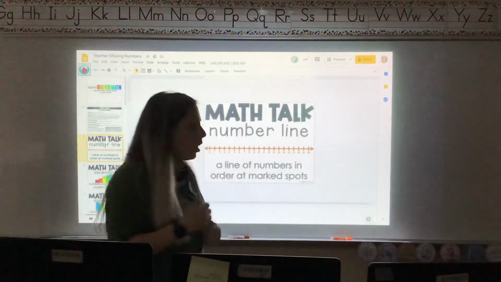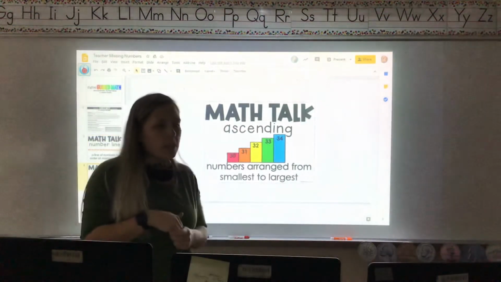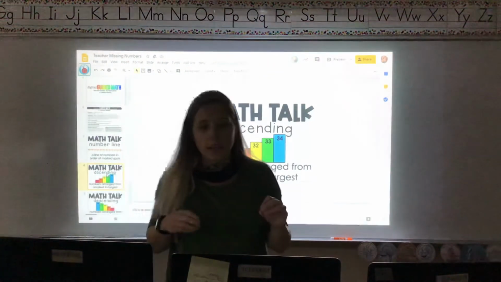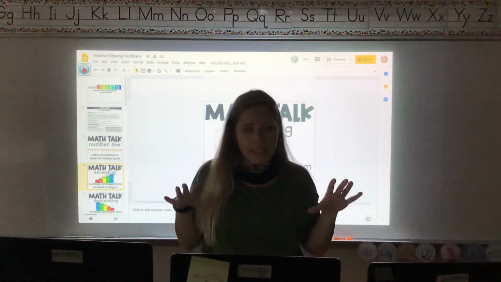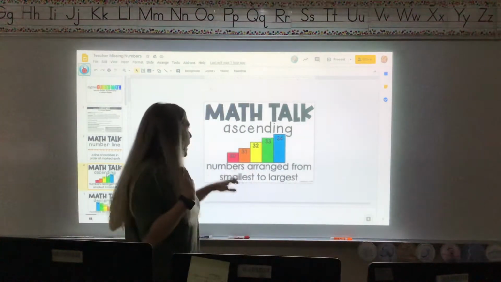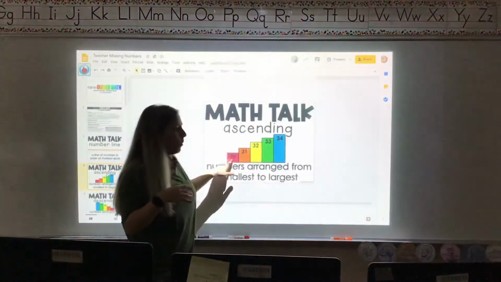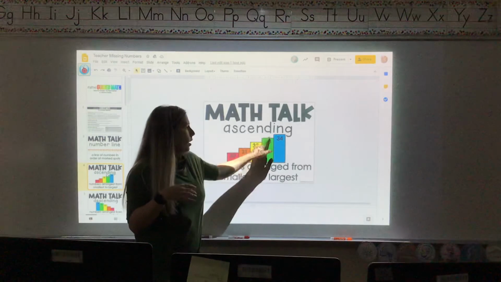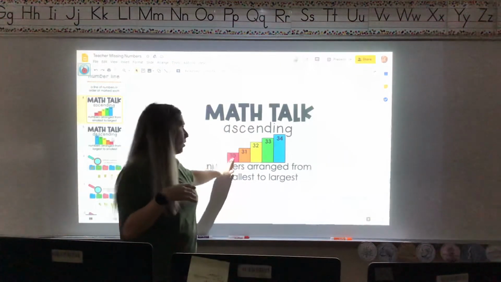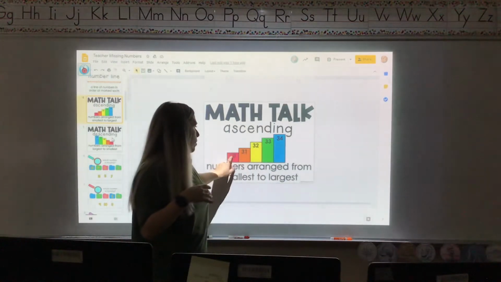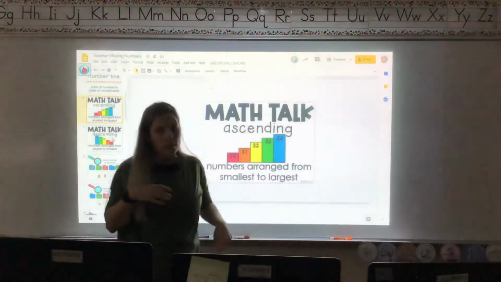All right, so when we put numbers in order from smallest to biggest, we're going to talk about this big word that we can use, and it's called ascending. So it starts with an A, ascending. When we ascend, we go upwards. So we start at our lower number, and we climb on up to our bigger numbers. So this number line ascends from 30 to 34. So it goes 30, 31, 32, 33, 34. We're climbing up those stairs.